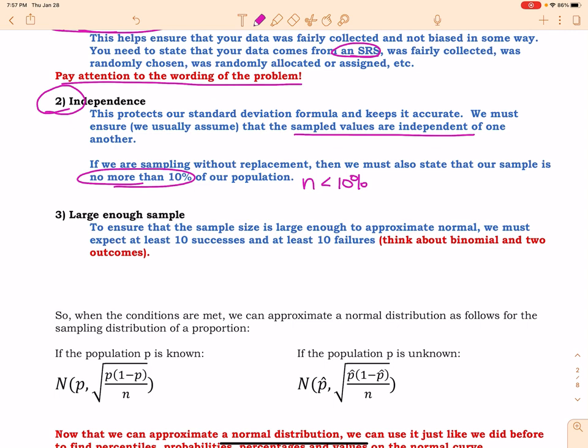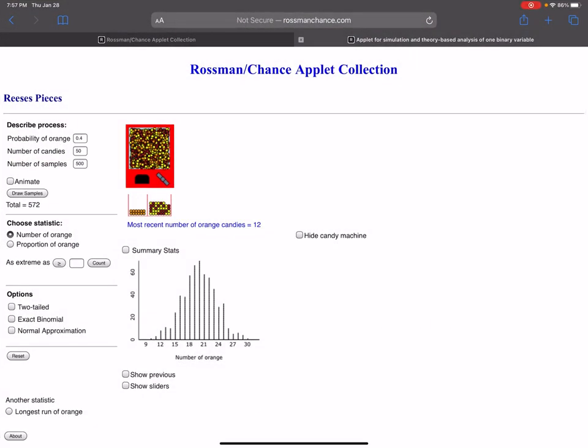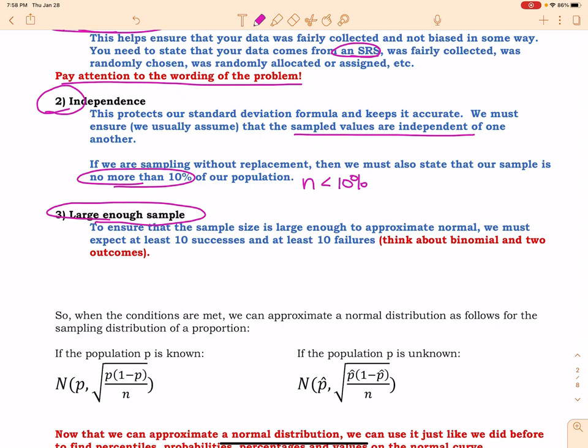The other thing we need to address is this idea that it is large enough. If you notice from that example I just did with the applet, when you look at this distribution, I need to know if 50 is a good sample size. Well, if I take lots and lots of samples of 50, it starts taking on a normal shape. This is a good indicator that 50 is a nice size sample for me. It's going to be big enough. So within each individual sample, I want to see at least 10 successes and at least 10 failures.